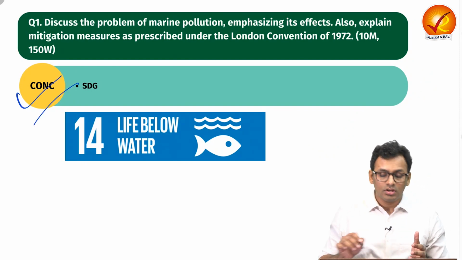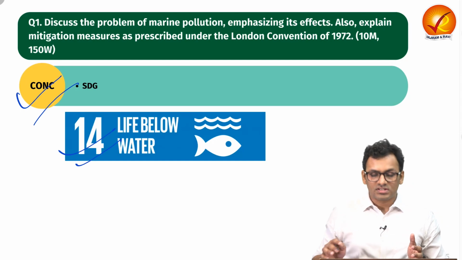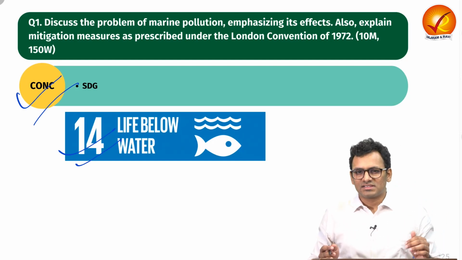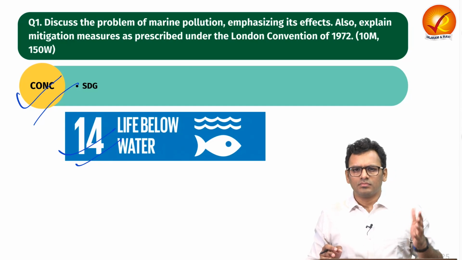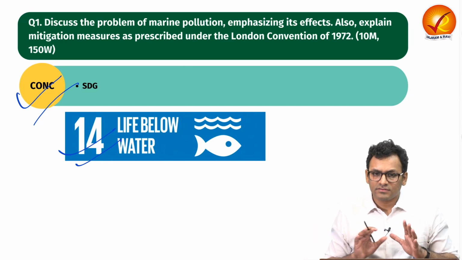Lastly, in the conclusion, you have the opportunity to talk about the SDG, how SDG 14 talks about life below water, and there are certain goals in SDG, like SDG 14.1 talks about how by 2030 we have to eliminate different causes with respect to marine pollution. So that is something you can add in the conclusion. So this is for answer number 1.